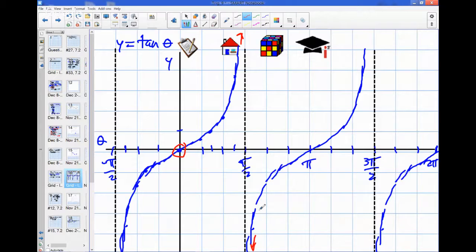But then if you just go past 90 degrees, it reappears way down here at negative infinity. And it increases, it increases, it increases. And at 180 degrees, it's 0. And then it keeps increasing. And as soon as it gets to 270, vanishing act again.